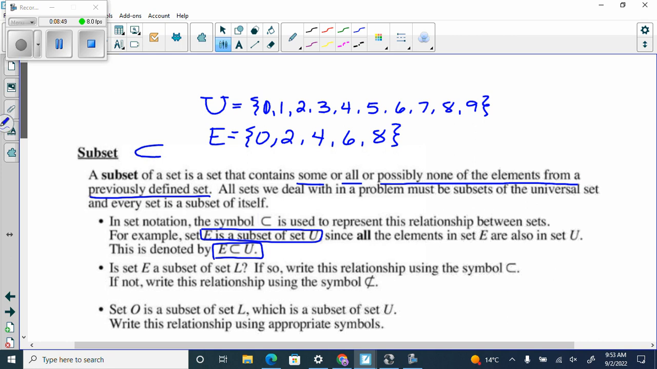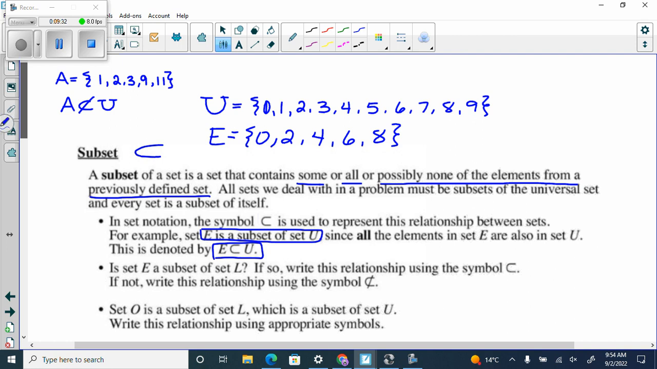What if I made an extra weird set? What if I made a set A? Set A had 1, 2, 3, 9, 11. Is A a subset of U? But almost everything's in it. Like 1 is in U, 2 is in U, 3 is in U, 9 is in U. It's only 11 that's not in U. It's only one thing. Is that okay? No. Every single thing has to be in U. So even if one of the numbers isn't in U, it's not a subset. Does that make sense? So actually, A is not a subset of U.